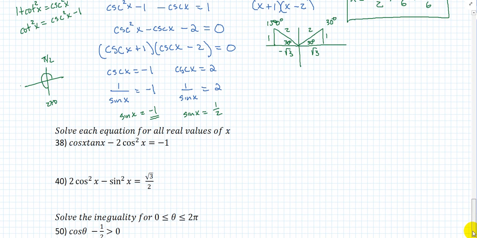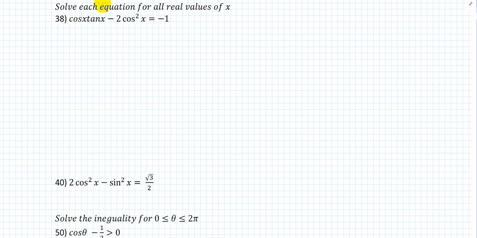3 more problems to look at. My mistake, and let me make it prettier for you. Alright, back here we have cosine tangent x minus 2 cosine squared x equals 1. At first you might think, can I factor the cosine out? That's possible. Actually, let's try that.